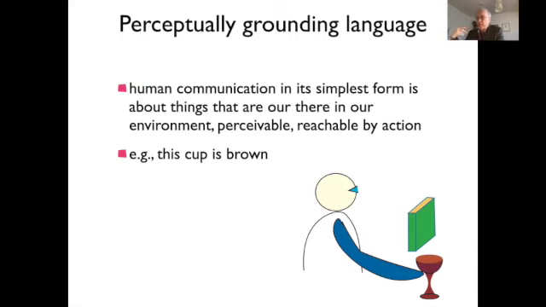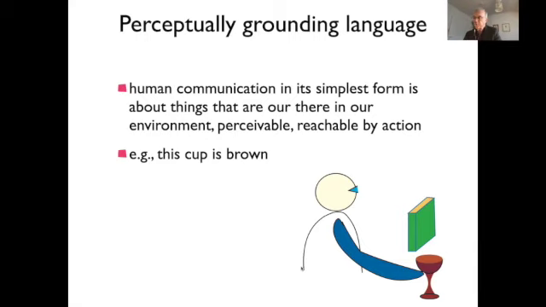Later we'll see it's just the grounding of relational concepts, and there are a lot of other aspects of language that we don't really cover. But it's maybe more intuitive to use the metaphor of language. Language is a means of communication where, among humans, we communicate about stuff. In the simplest form, we talk about stuff that we experience, that we perceive, or that we act on in our environment. For instance, I could look at the cup and say that this cup is brown.